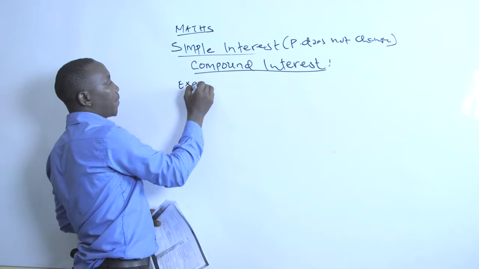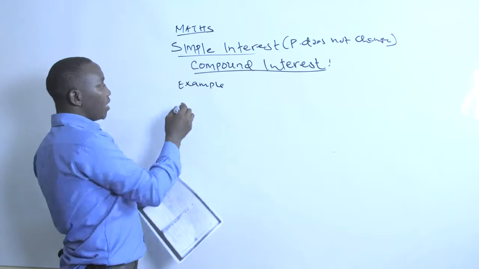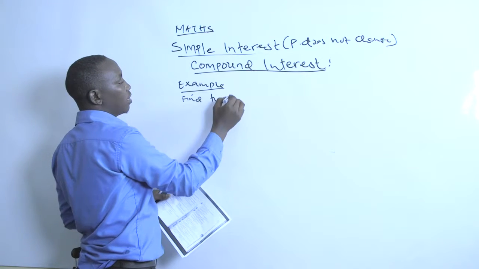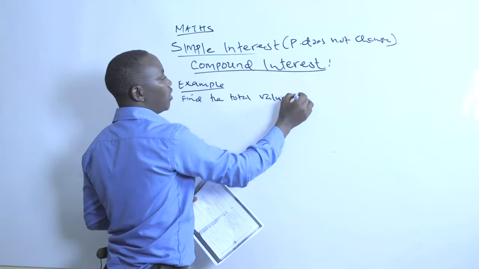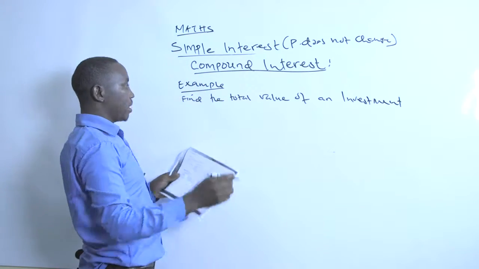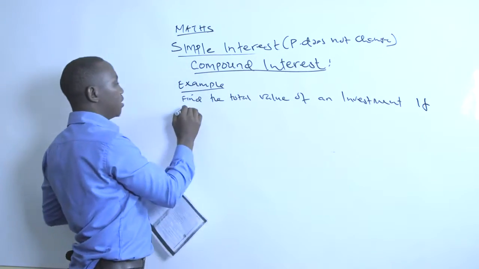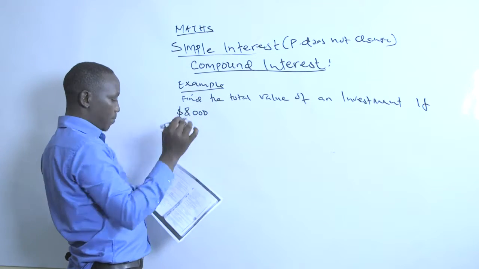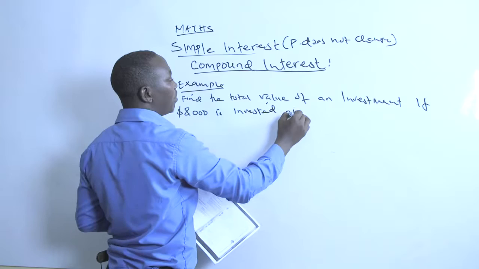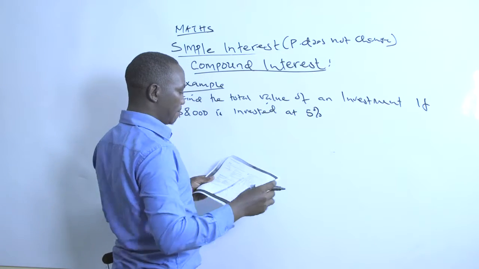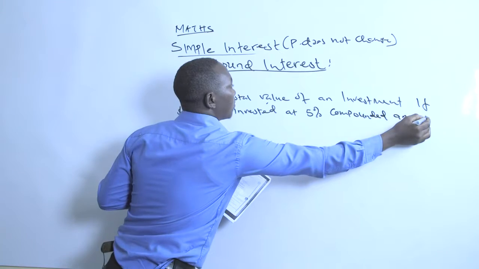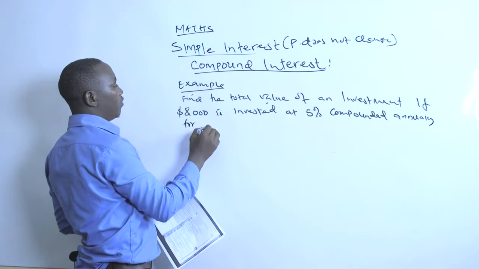Example: find the total value of an investment if $8,000 is invested at 5% compounded annually for 2 years.